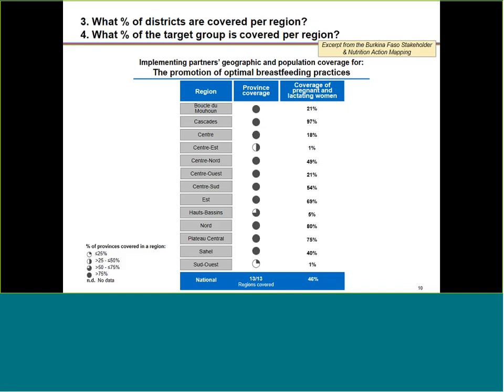In this example, the percent of pregnant and lactating women who were reported as having received promotion services is listed for each region. In the first row, we see that 21% of these women were reached. This table allows us to compare geographic coverage with population coverage by comparing the 2 columns, which provides hints as to the quality of targeting and delivery. In the first row, we see that the services were provided in all the provinces in the region, but only 21% of women were reached. This type of result will be discussed by the country stakeholders to contextualize the results and determine where improvements need to be made.